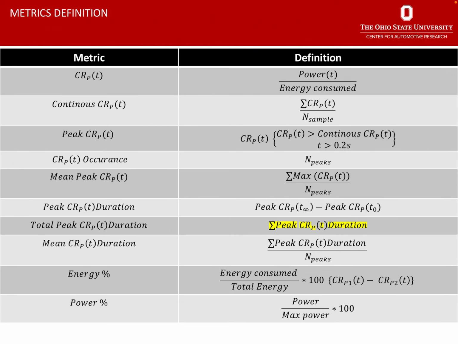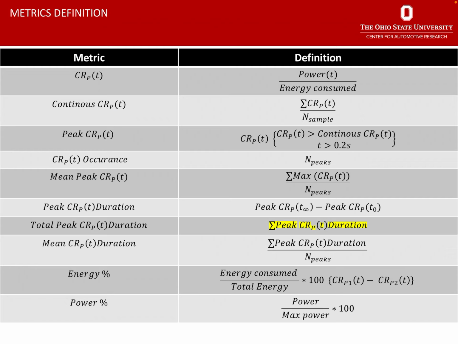The first one is C rate, which is power at a given point at a given time divided by total energy consumed. The continuous C rate is assumed as the mean C rate observed for a duty cycle. The peak C rate or a pulse is the C rate which is greater than the continuous C rate, with the duration of the pulse being over 0.2 seconds. The C rate occurrence is the number of peaks observed for a duty cycle.